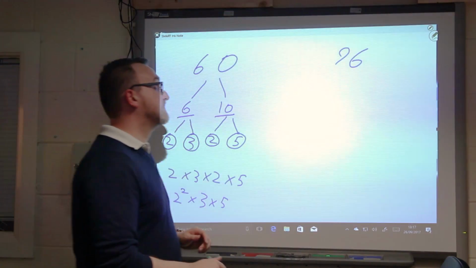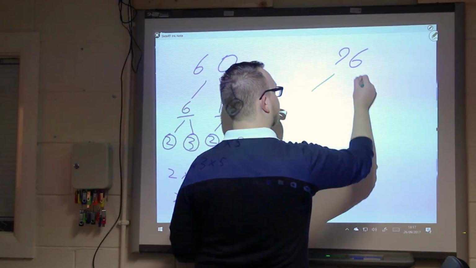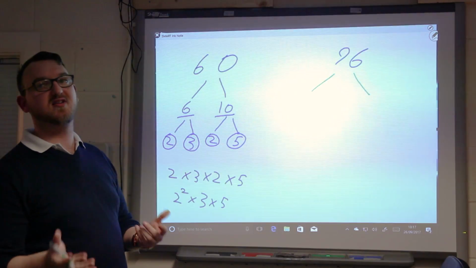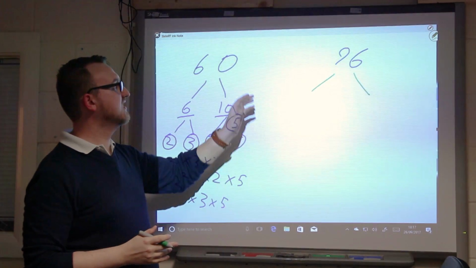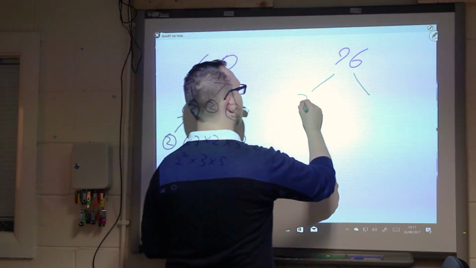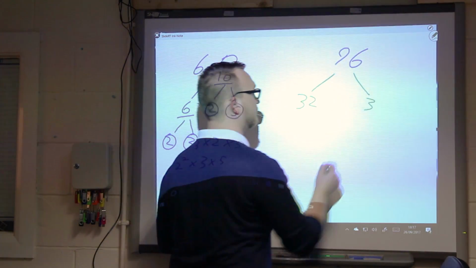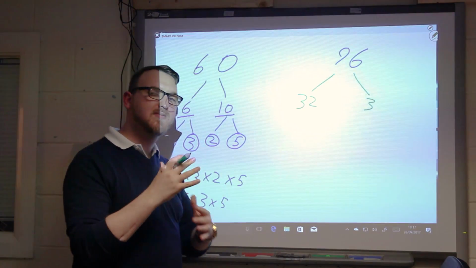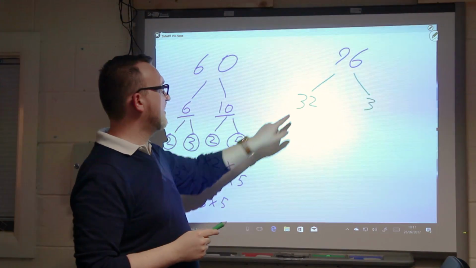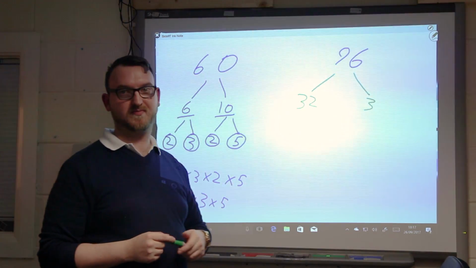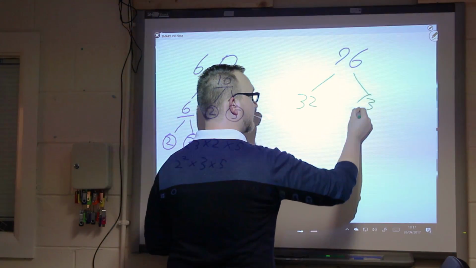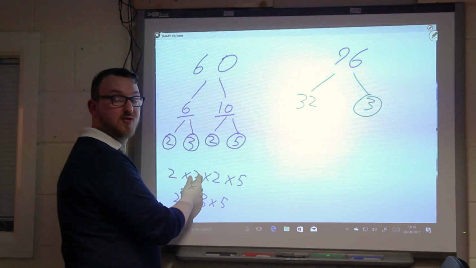Let's work on 96. Now 96 again can be divided by 2, or the more eagle-eyed among you will realise that actually 32 will fit into that as well. So we can do 32 times 3. The reason that you might be able to recognise that is because you know that 3 goes into 9 3 times and 2 goes into 6 3 times. That's how we can work that one out. 3 is prime, so we can circle that. We already know it's prime because we did that over here.